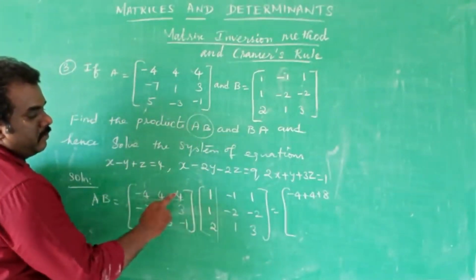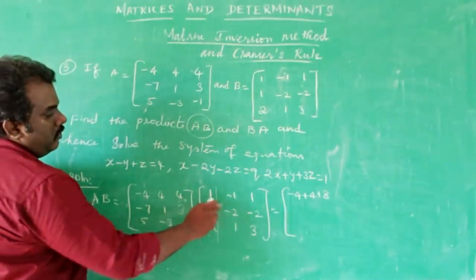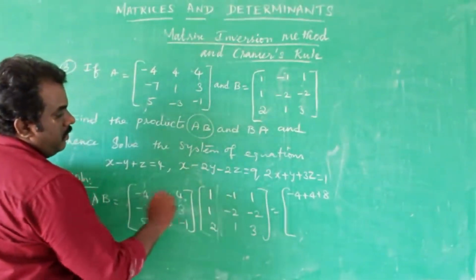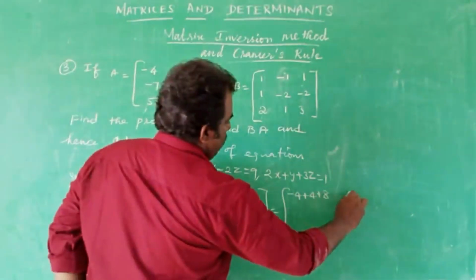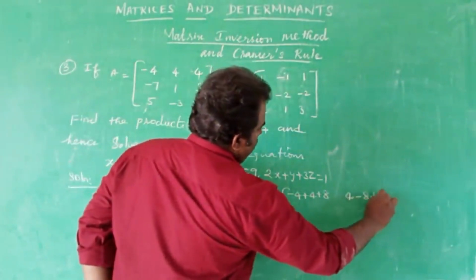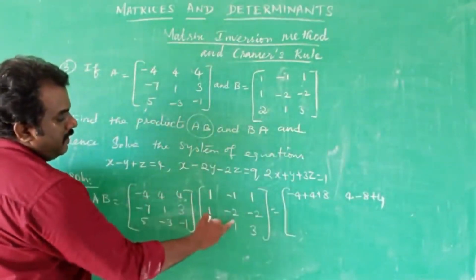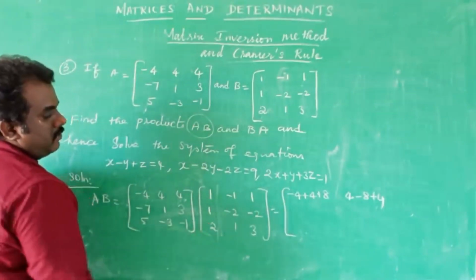Minus 4 plus 4, next plus 8. Then first row, second column: plus 4, minus 8, plus 4, plus 4, minus 8, then next plus 4.